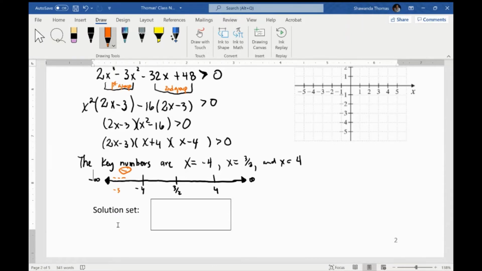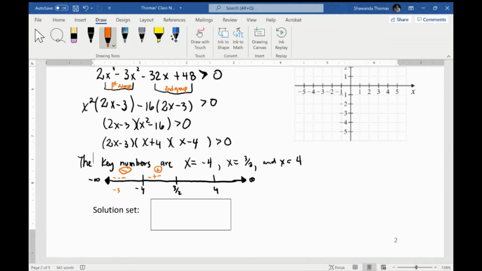Very nice. Zero in the first parenthesis, would that give us a negative or positive? Negative. All right, what about the second parenthesis? Positive. Yep. What about the last parenthesis? Negative. All right, so ultimately, negative times positive times negative is positive, because that negative times negative changes to positive.